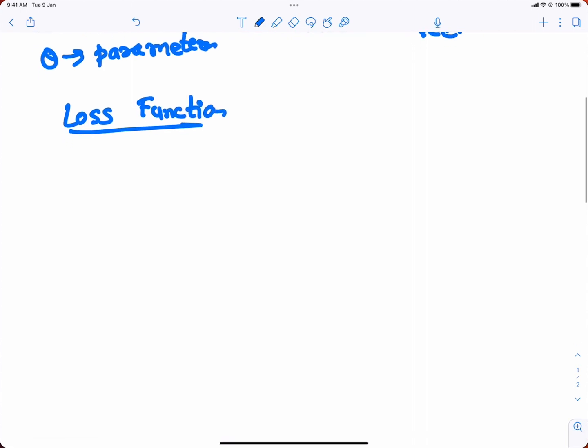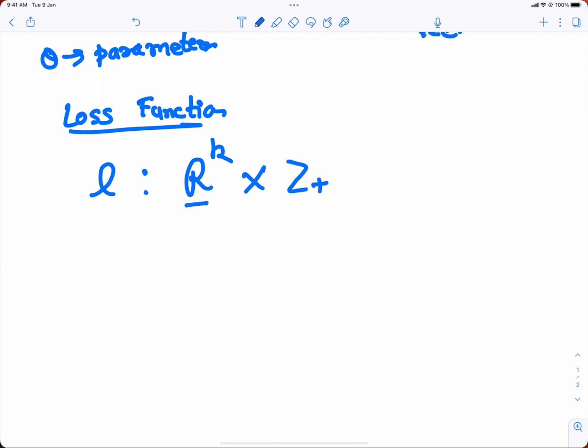The loss function can also be defined as a mapping. It takes the logit vector in R^k and maps it with the true class, which may be 1, 2, 3, maybe 1000. So we're taking it as a positive integer, Z plus. We're not starting the index from 0, just from the mathematics point of view, so our index starts from 1. Based on these two values, the logit vector as well as the true index, it gives us a positive real number. So this is the loss.